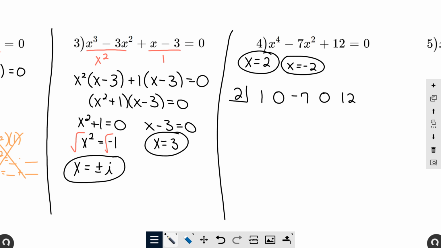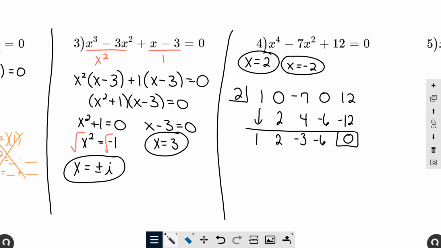I just used the first one. You could use either one. Okay, now let's do our synthetic division. So bring down, multiply, and add. Did I do it right? Oh. Sometimes I have issues multiplying too.